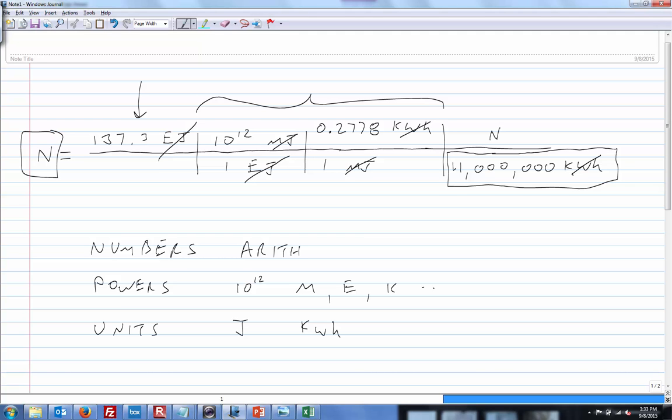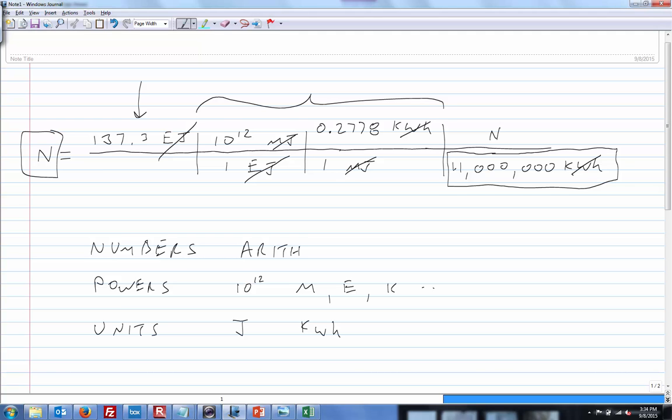I also knew that I need to get to 137.3 exajoules. So I know that, and then there's only two places for that number to go, either in the numerator or the denominator. And so you kind of think out loud to yourself, well, if that number got bigger, am I going to need more turbines or fewer turbines? Well, I'm going to need more. So it's got to go in the numerator. When the numerator goes up, so does the answer. Right, so there it is.